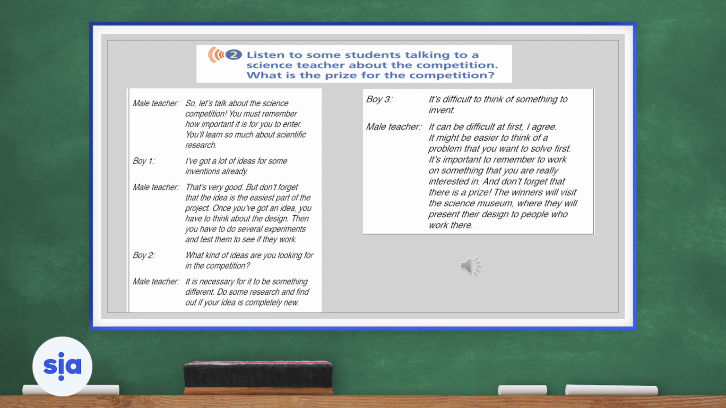So, guys, what is the prize for the competition? Let's remember the last part in the audio. The winners will visit the Science Museum where they will present their design to people who work there. So, if somebody wins the competition, their prize will be to visit the Science Museum and present their design to the people who work there. So, the winners of the competition are going to receive a prize of visiting the Science Museum where they will present their design to the people who work there.